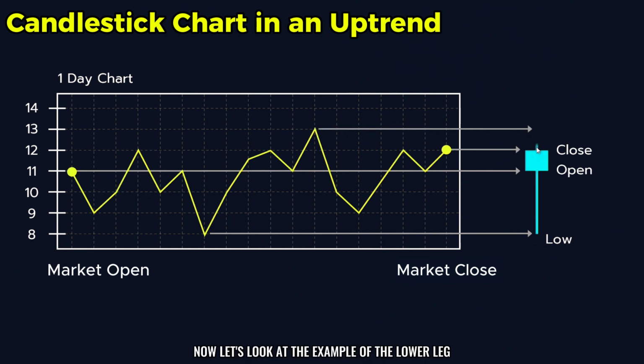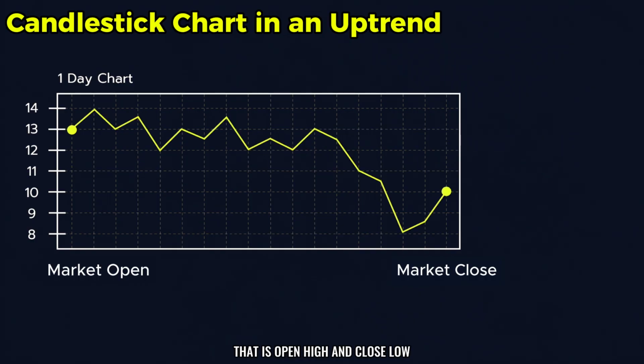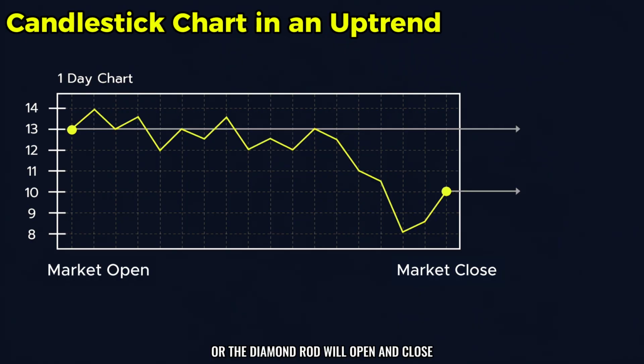Now let's look at an example of a downtrend candle. The downtrend candle goes the opposite way. That is, open high and close low. It opens high at 13, and closes at 10. Now we will create the body, from open to close. But because it opens at the top and closes at the bottom, we use the color red. In other words, the market has a downturn.